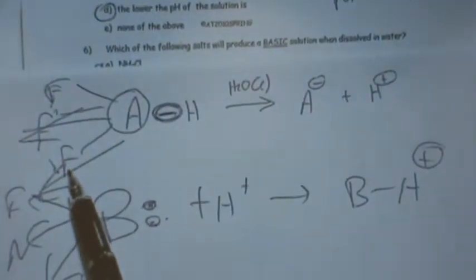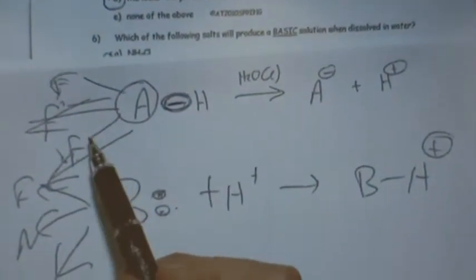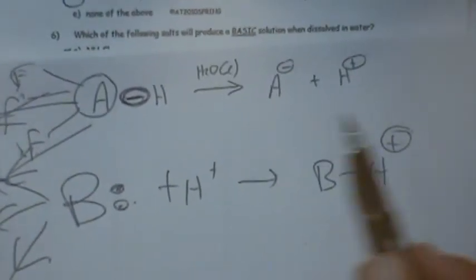So, in here, the more electronegative they are, the closer they are to the H, the more of them you have, the acid is stronger. Here, for the base, the more electronegative they are, the more of them you have, the closer to the B they are, the base will be weaker. You got it? That's it.